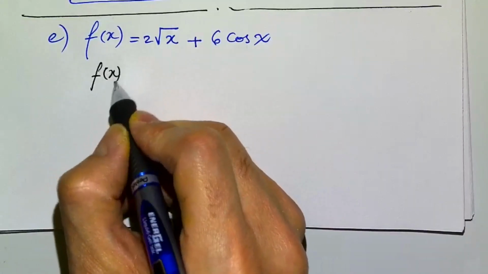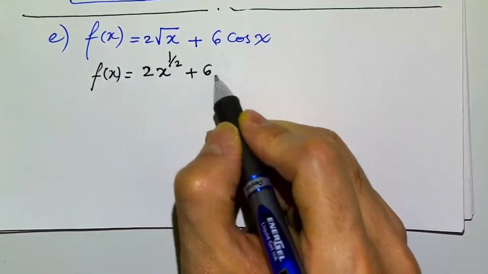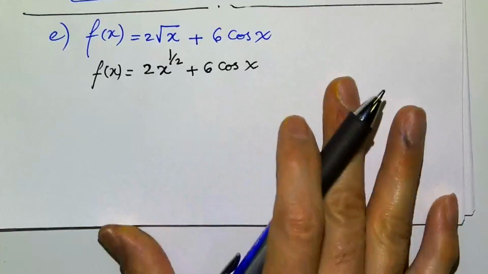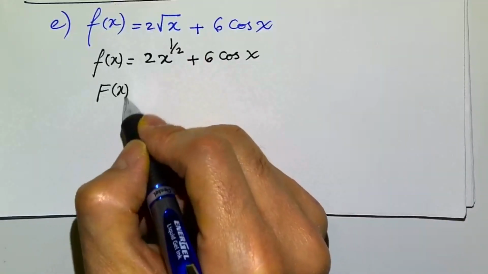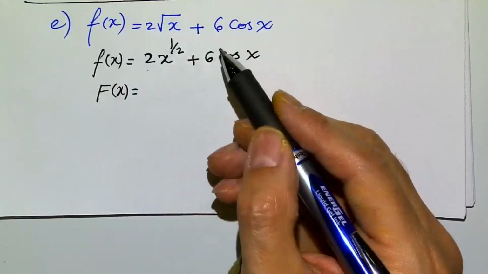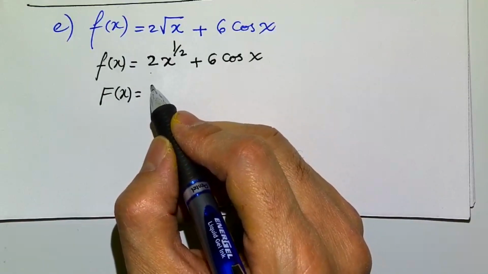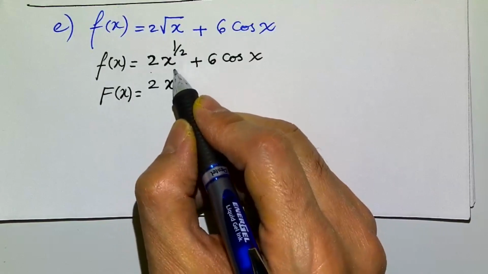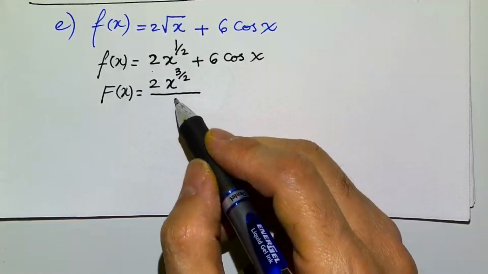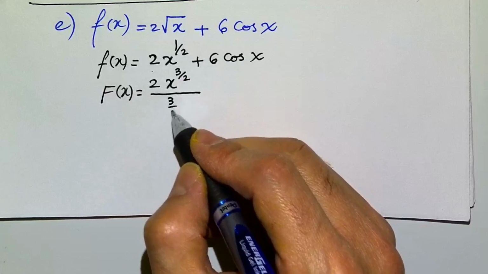So we have f of x equals 2 times x to the 1/2 power plus 6 cosine of x. And now we can easily find the antiderivative. So add 1 to this power and divide this term by the new power. So we have 2 times x to the 3/2 power, 1 plus 1/2 is 3/2, divided by 3/2, right? And then I'll simplify it after that.